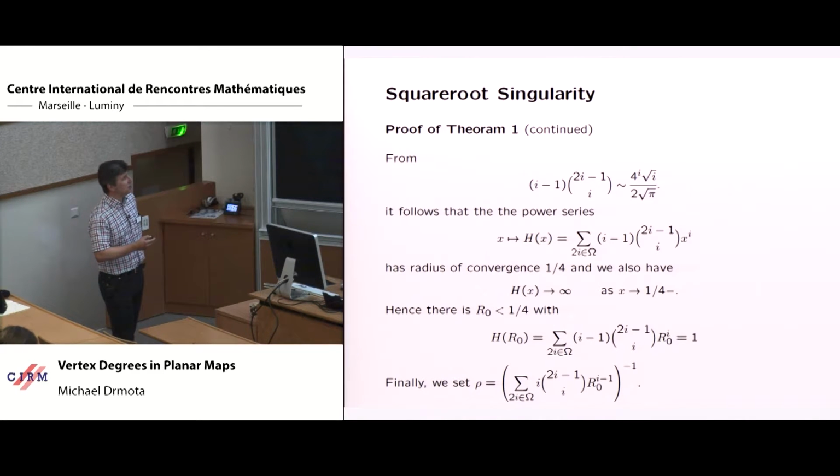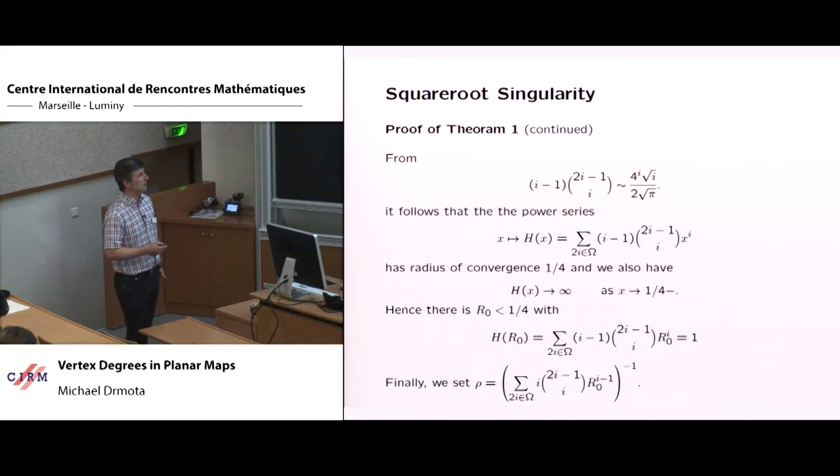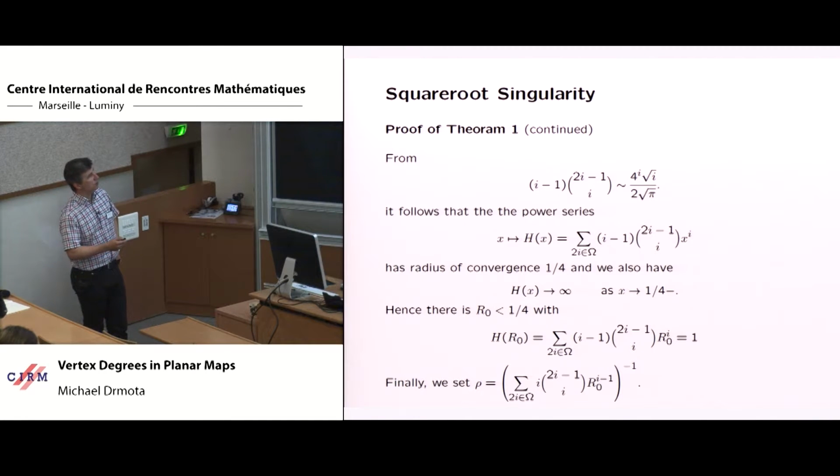And the coefficient here has this kind of asymptotic. So you have 4 to the I times square root I times a constant. So this means if omega is infinite, then the right-hand side here, the power series, always has the radius of convergence 1/4. You have 4 to the I times square root I. So it cannot be smaller, even if omega is a very sparse infinite set. So the radius of convergence is always 1/4. And we have the condition, because of this square root I, that this function goes to infinity as x goes to 1/4 from the left.